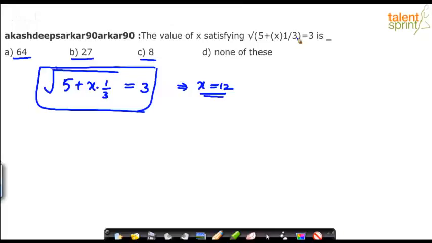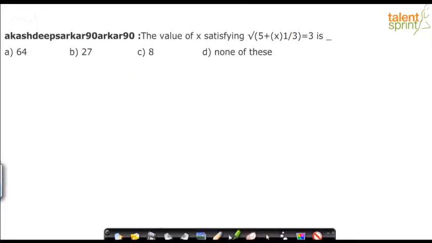Okay, Akash Deep says the expression is x power 1 by 3. But you did not mention power here. Where is the power? You did not mention that, right? So be careful. That's the reason I said post it very clearly. You could have mentioned square root of 5 plus x power 1 by 3, the square root of this is equal to 3.